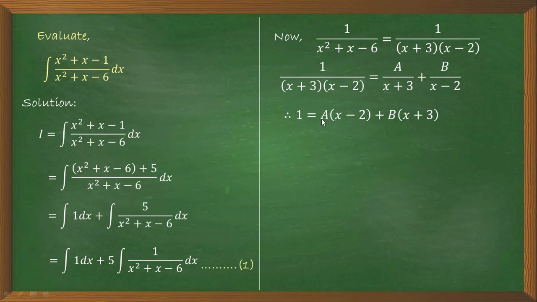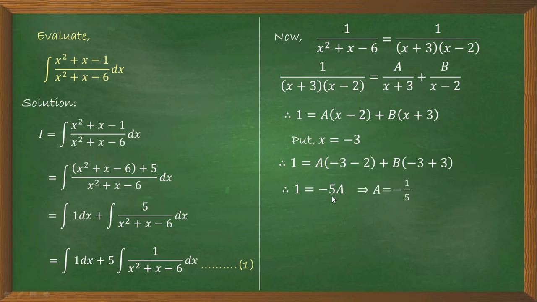Now to get the value of A, we have to remove B. Here there is a factor x plus 3. So if you put x is equal to minus 3 in it, then it will be 0. So we get 1 is equal to A into (minus 3 minus 2) plus B into (minus 3 plus 3). So B will get cancelled, and see here carefully, we get 1 is equal to minus 5 times A. See the calculation, and hence we get A is equal to minus 1 upon 5. So this is the method to obtain the value of A.